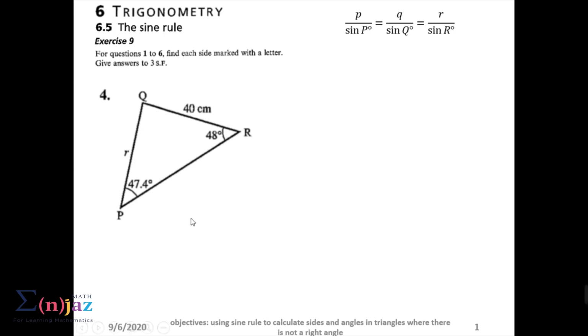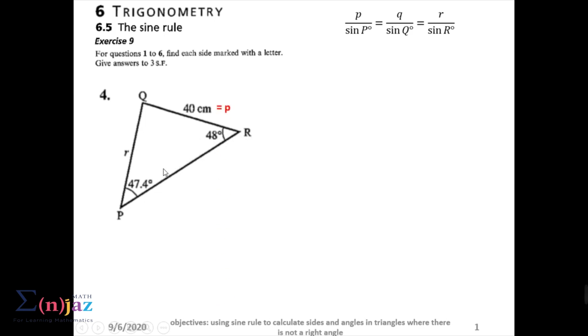So, if I say this is side P, this is side P small, which is the 40, because it is right opposite to angle P, which is 47.4, is equal to side Q. Side Q is right opposite to angle Q, which is PR, over sine Q, is equal to side R, which is opposite to angle R, over sine R.